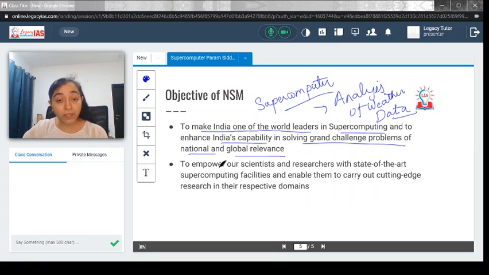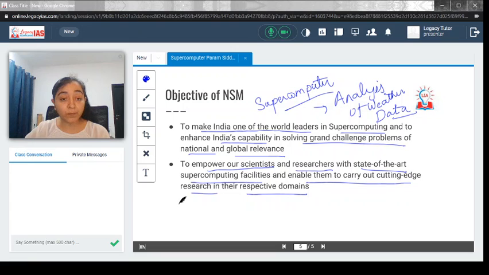It will also aim to empower our scientists and researchers with state-of-the-art supercomputing facilities and enable them to carry out cutting-edge research in their respective domains. So for an example, if they have to do particular research which actually requires a supercomputer, this National Supercomputing Mission will help them to have such capacity and they would not have to outsource their research, for an example.